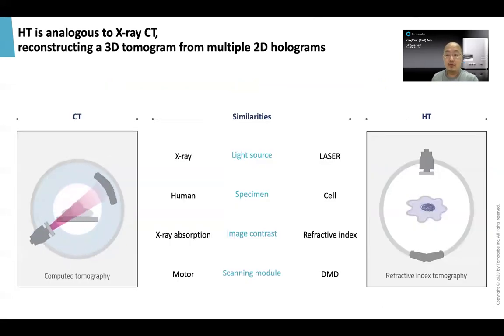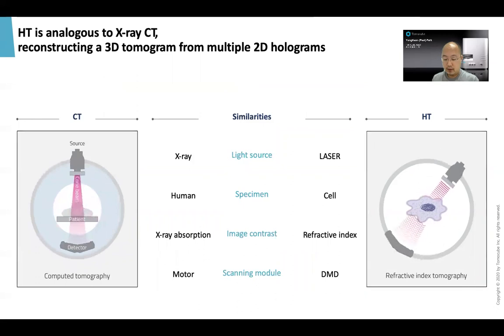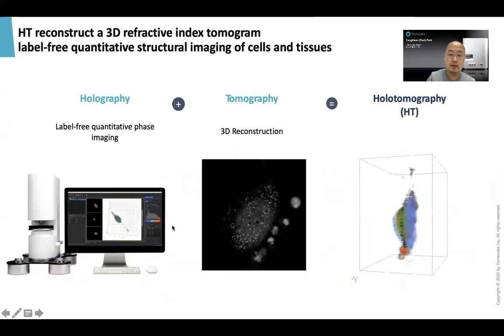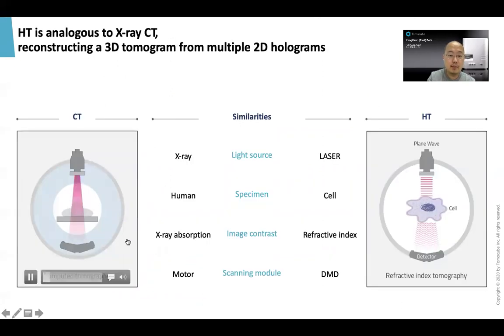The holotomography system, which is the name of the principle that has been commercialized by Tomocube, enables label-free 3D images of cells and tissues in terms of quantitative parameters. The principle of HT can be easily understood as the optical analog to the X-ray CT, computed tomography system. As you may know, the CT measures multiple 2D X-ray images as a function of illumination angles.